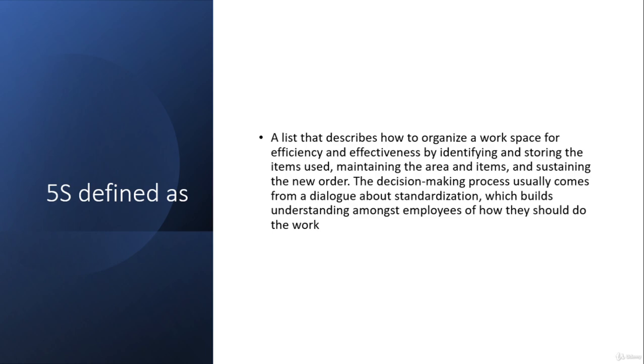5S is defined as a list that describes how to organize a workspace for efficiency and effectiveness by identifying and storing the items used, maintaining the area and items, and sustaining the new order. This decision-making process usually comes from a dialogue about standardization, which builds understanding amongst employees of how they should do the work.